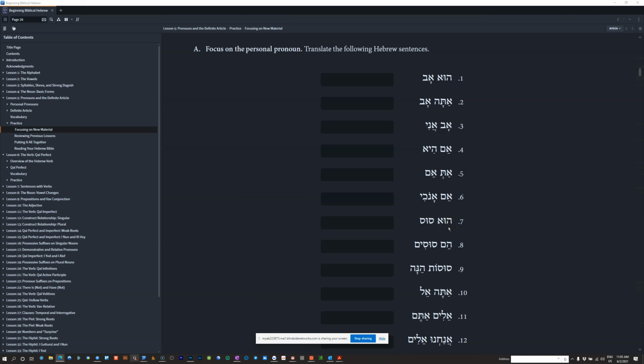Now here there's a couple ways that you could translate it. You could translate this as that is a horse, but we haven't learned that hu sometimes gets used as what's called a demonstrative pronoun. So you're going to translate this as it is a horse. You might be tempted to say he is a horse, which if the horse is male, then that's fine, and presumably it is when you have the masculine singular form here. But in English, it's more natural to say it is a horse. Number 8, hem susim. They are horses.